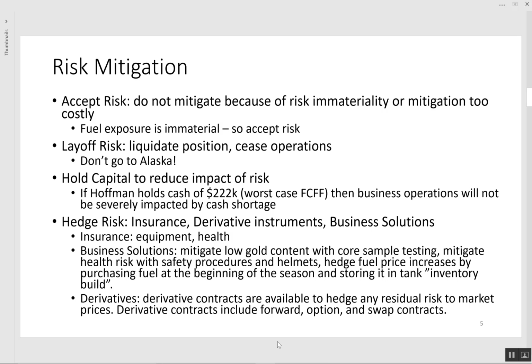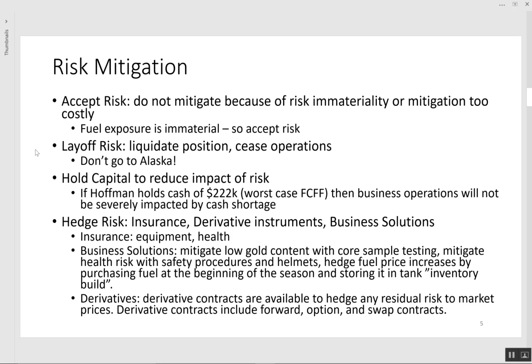So that's a pretty good job of measuring the risks. So let's talk about what Hoffman can do to mitigate the risk. The one thing they can do is they just choose to accept the risk. They can say that some risks are immaterial. For example, fuel is probably too immaterial to worry about mitigating. Or you can just say that some risks are just too costly to hedge. So there are some risks you're just going to accept.